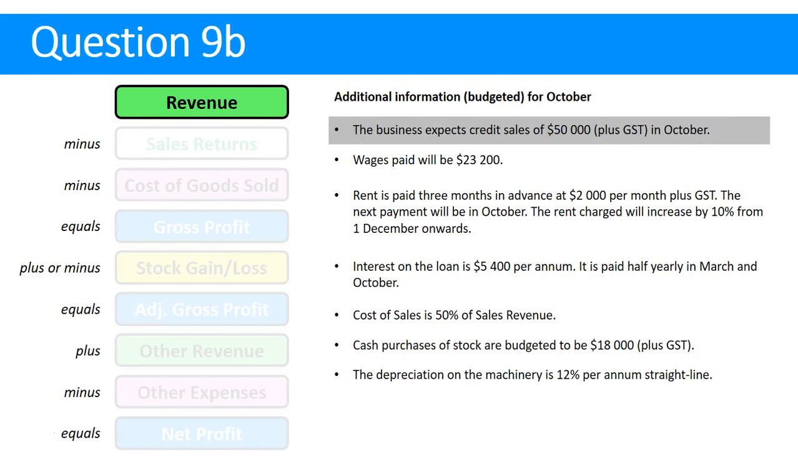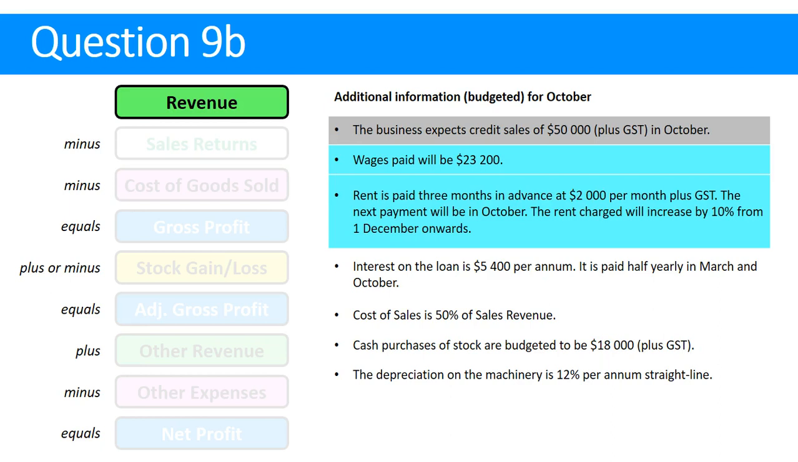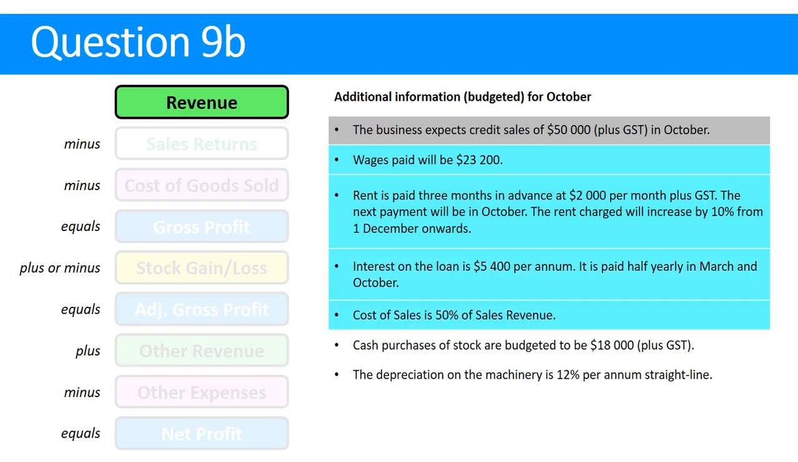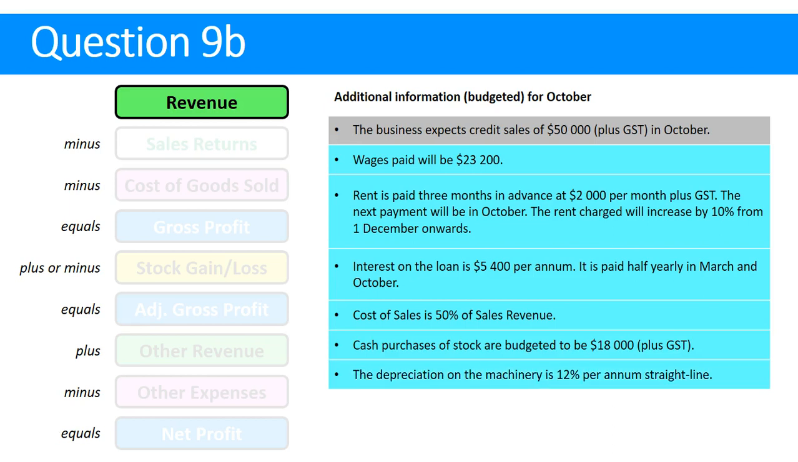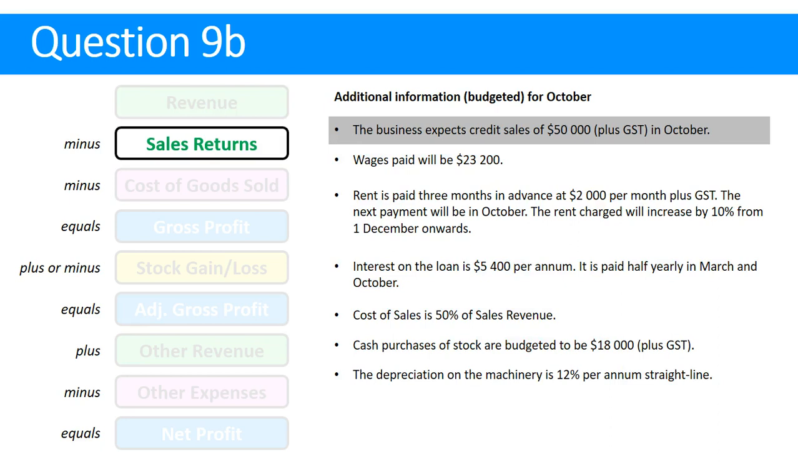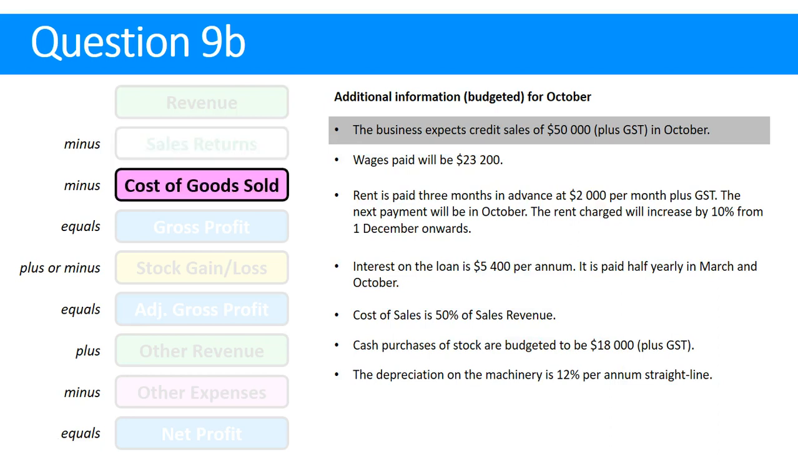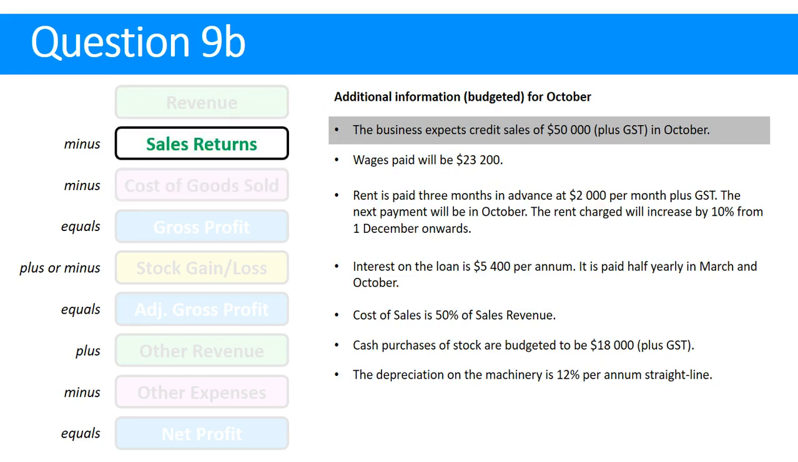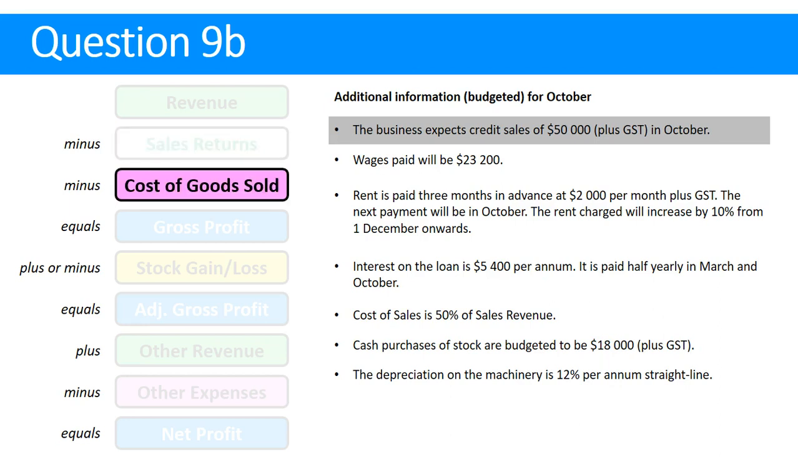Looking at the other items, do we have any more revenues? We've been told about wages. No. Rent is an expense. Interest is an expense. Cost of sales is an expense. That's an asset, buying of stock. And we've got depreciation, which is an expense. So we are done. Now we can go and look for sales returns. Is there any information on sales returns? There is not. So we'll go to the next section that we want to look for, which is cost of goods sold.